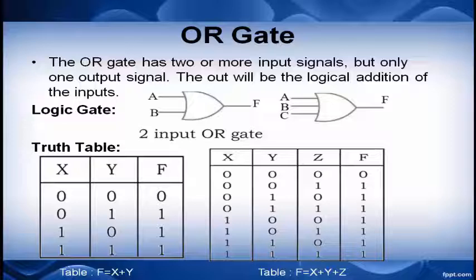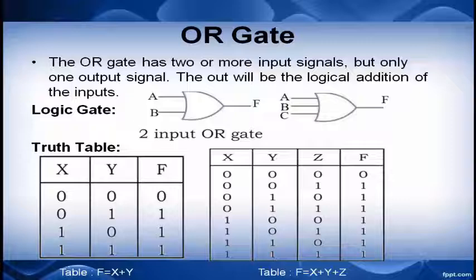Here in this truth table, now I am going to explain the brief idea. When we pass the inputs as low, the output is low. If any one of the input signals is high, then the output is high. If both the input signals are high, then the output is high.